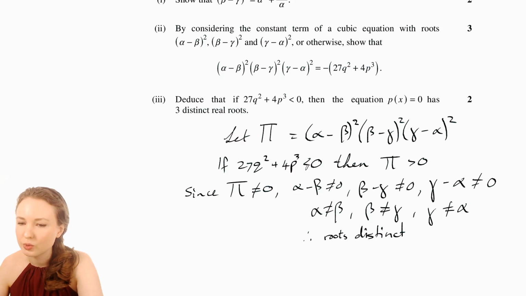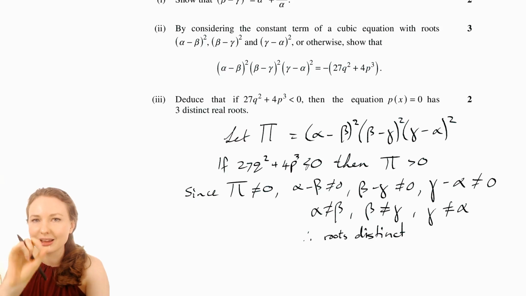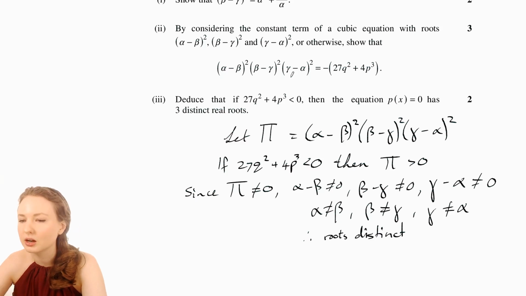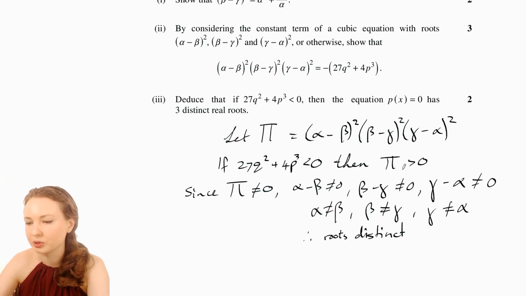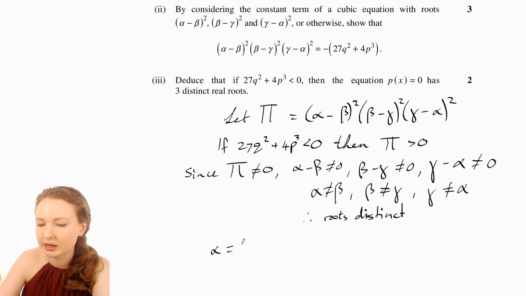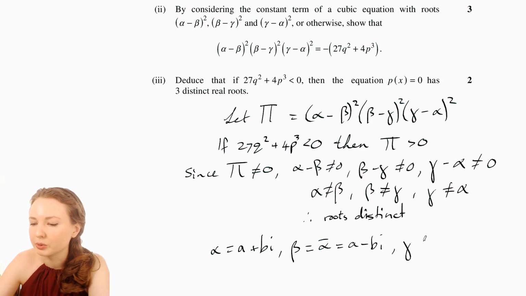And then what I want to do is set one of the roots to be a plus bi, give the real and imaginary parts names, and then simplify this and see what we get. And we're expecting to get that this will actually be negative, and that that's going to be the contradiction because we know that it's positive. So what we can do is just say, let alpha be a plus bi, and then beta could be its conjugate, a minus bi, and gamma would be the real one.